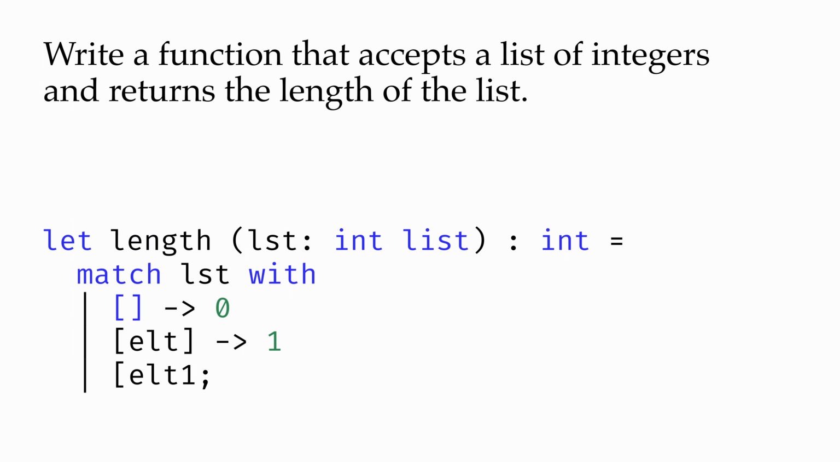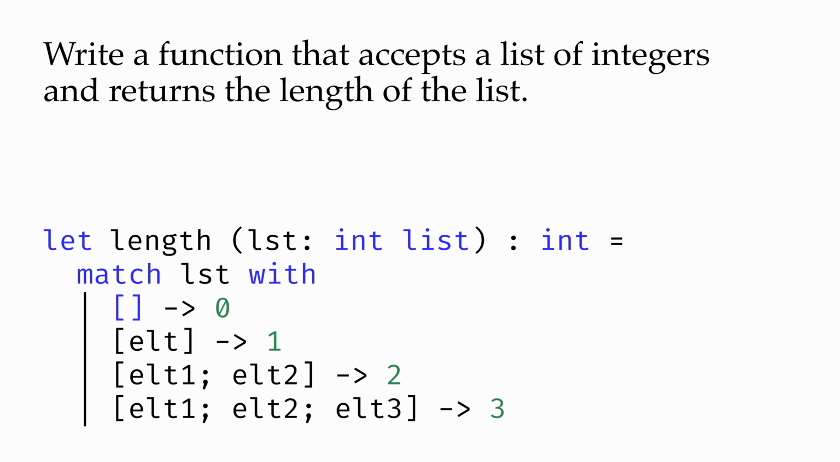If the list has 2 elements, that's a valid pattern too, and we could return 2. Likewise, for a 3-element list, we could return 3. But this approach is never going to work in general, since lists could be arbitrarily long. So we need to be a little more general about how we approach this problem.